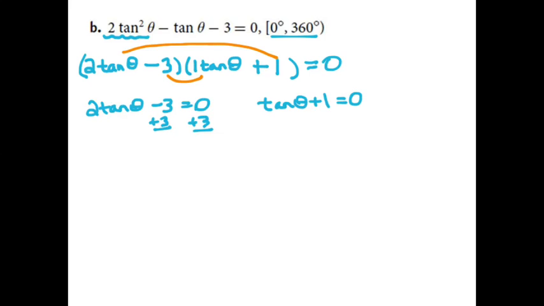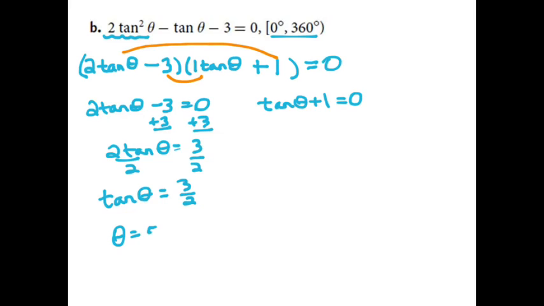I'm going to solve this first equation. 2 tangent theta equals 3. Divide by 2. Tangent theta equals 3/2. Now, 3/2 is not a unit circle value, and so at this point we need to go to our calculator and make sure you're in degree mode. Do inverse tangent of 3/2, and if we do that, we're going to get theta is equal to 56.310 degrees.